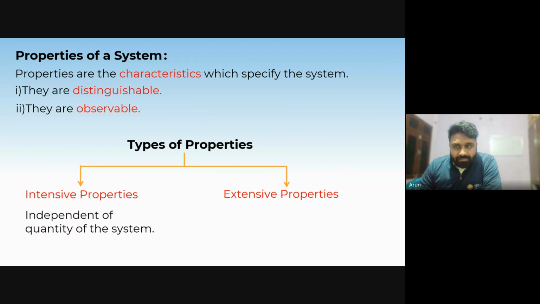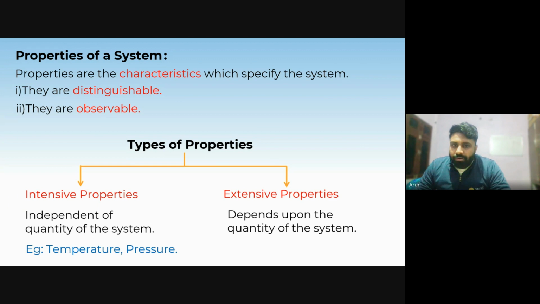Intensive property is independent of mass, which means these properties are not dependent on mass. To classify these properties, we do not take help from mass, or we do not consider what the mass of the system is. But in opposite to that, extensive property depends on the quantity of the system. So if you talk about intensive property, temperature and pressure would be intensive properties.